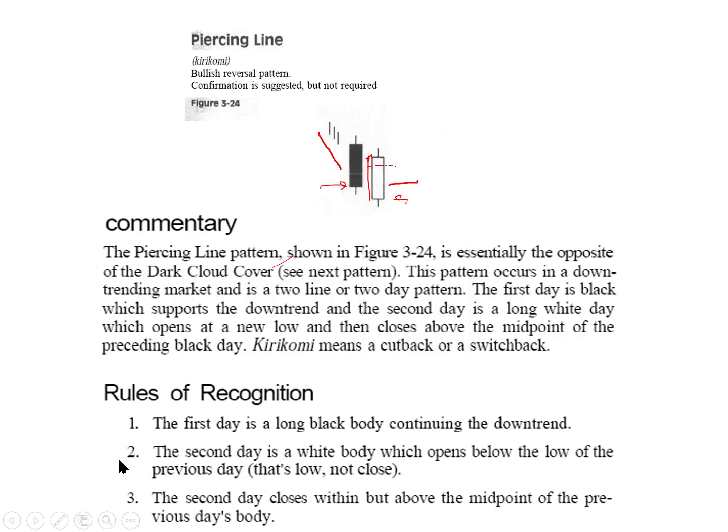Rules of recognition. The first day is a long black body continuing the downtrend. Here it is, the first long black body. The second day is a white body. Here it is, the second day, a white body, which opens below the low of the previous day. That's the low, not the close. The second day closes within but above the midpoint of the previous day's body. This is the piercing line.